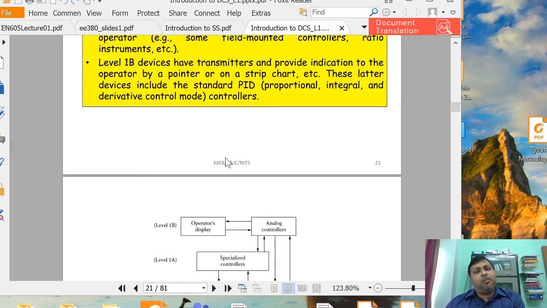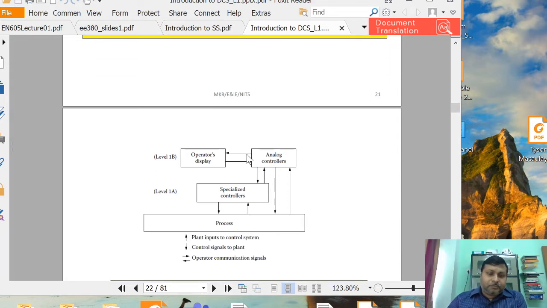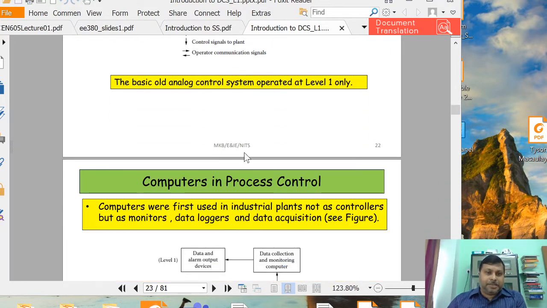Okay, and if you go to the more old days, you will find that at that time the controllers were generally implemented by pneumatic devices. The output generally was an air signal and the range of the air signal was 3 to 15 psi. And then the analog controllers came.